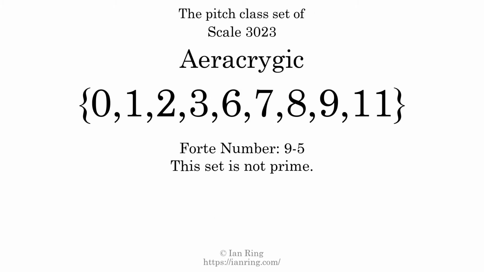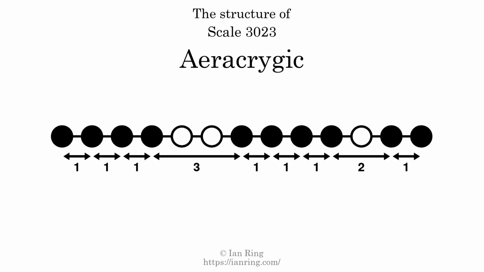The pitch class set for this scale is 0, 1, 2, 3, 6, 7, 8, 9, 11. The Fort class is 9-5. This set is not prime. The structure of a scale is a description of the interval distance between each successive tone. This scale has a structure of 1 1 1 3 1 1 1 2 1.